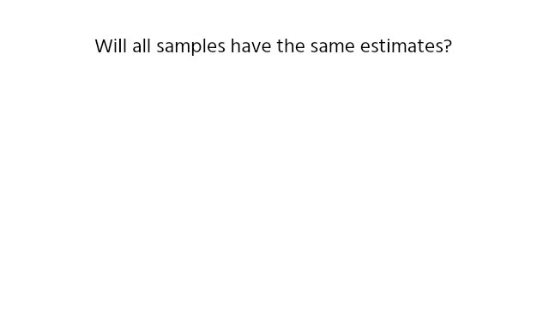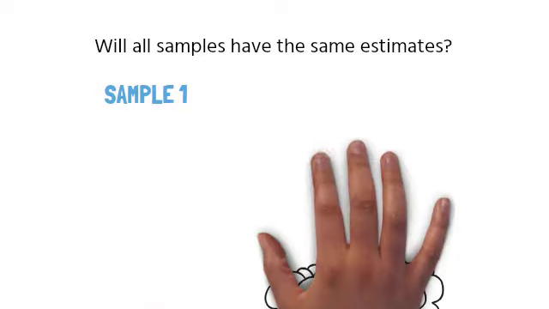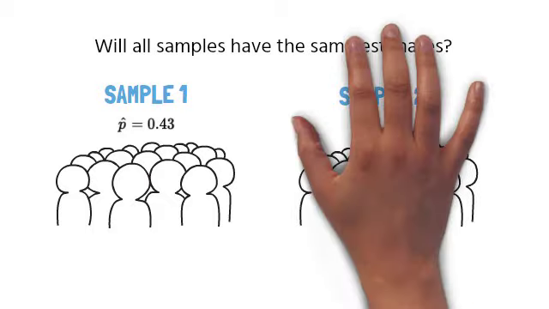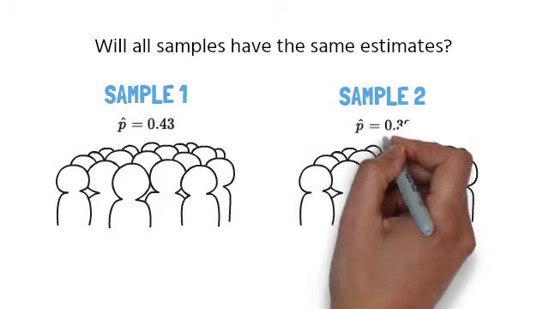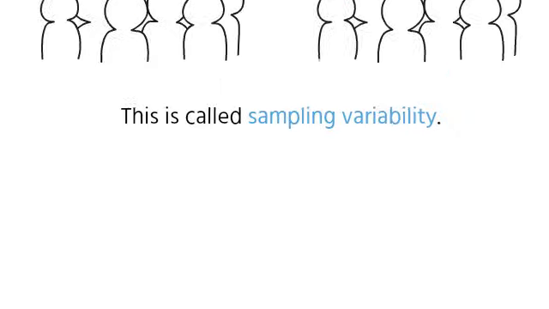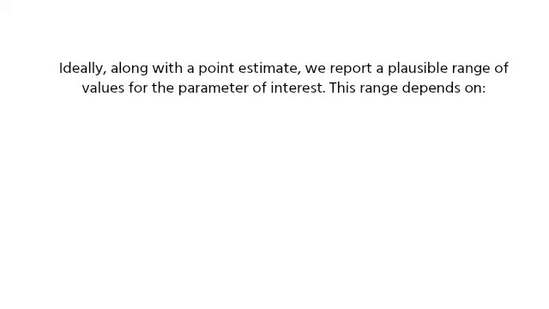Now, will all samples have the same estimates? Not necessarily. Say we have sample 1, and we observe that 43% of students use a Mac. We could collect another sample, sample 2, with different students, and find that only 39% of students use a Mac. Now, neither of these numbers are incorrect, but these differences between samples taken from the same population refers to something called sampling variability.